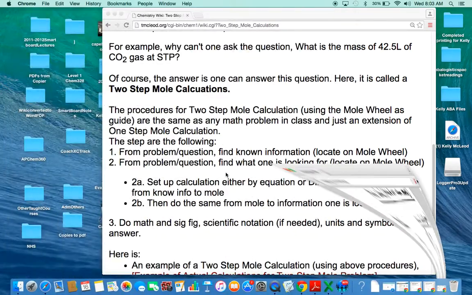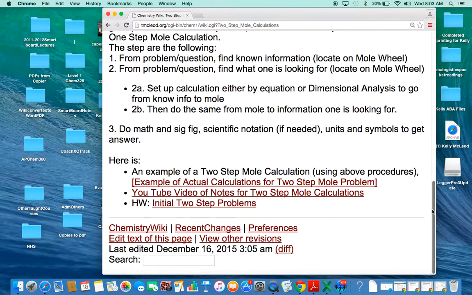Give a shot to the question, this one right here with the answer at the bottom, and come in if you have any questions. Thank you.